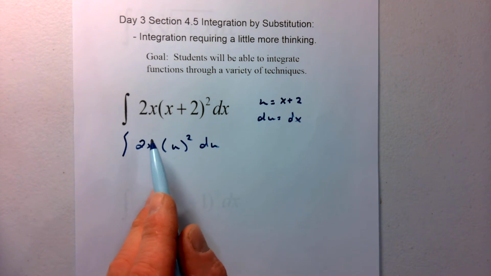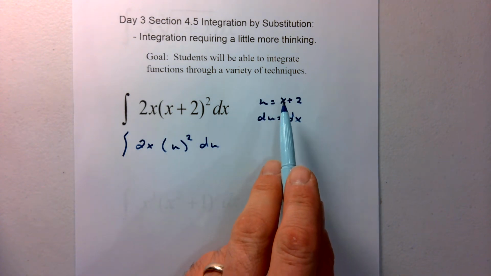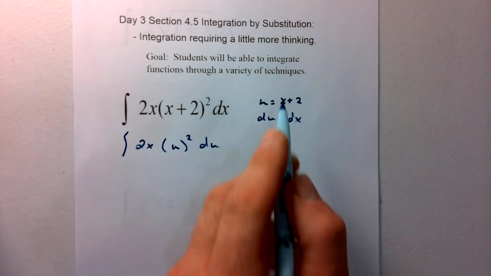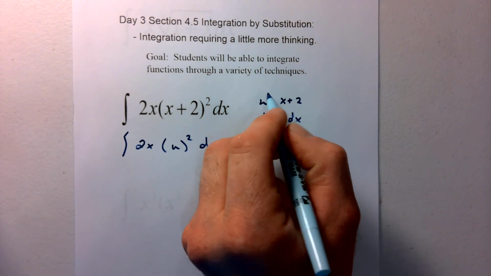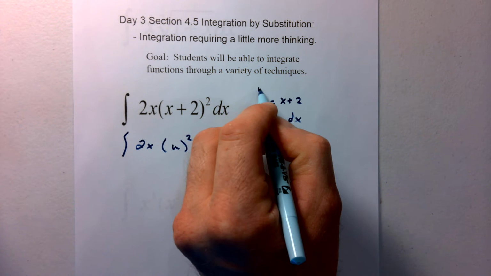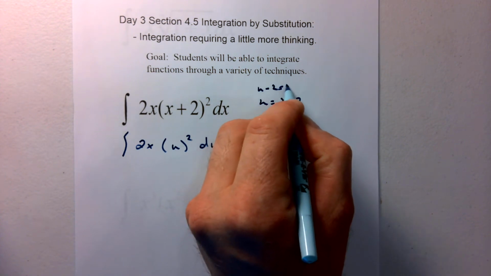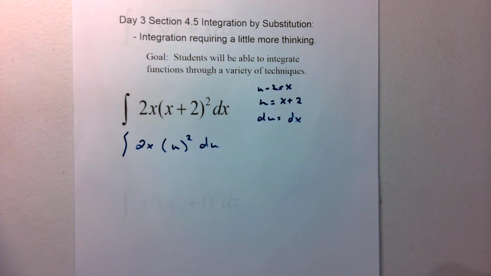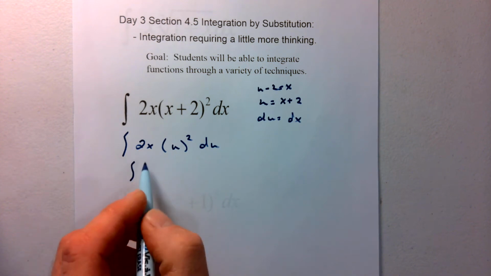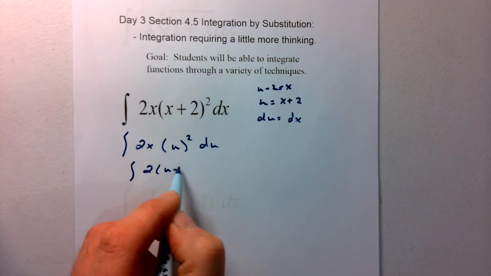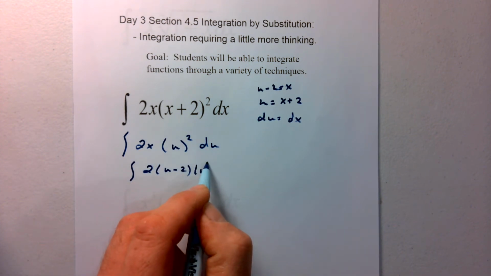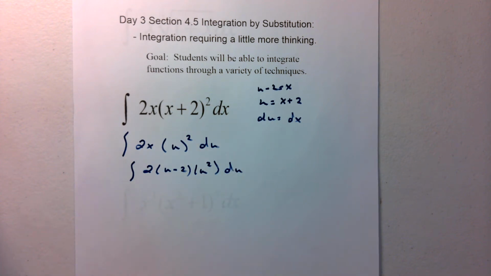But what do we know about this x value? We know there's a relationship between x and u, isn't there? If I subtract 2 off of this equation, u minus 2 equals x, doesn't it? So I can do the integration of 2 times u minus 2 times u squared du.